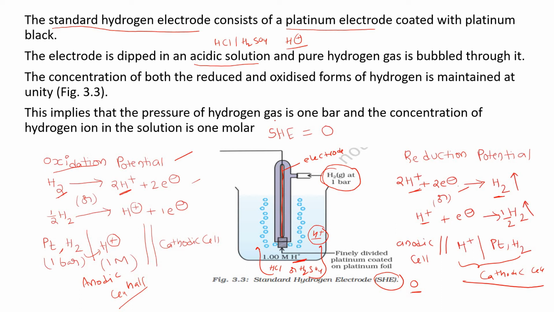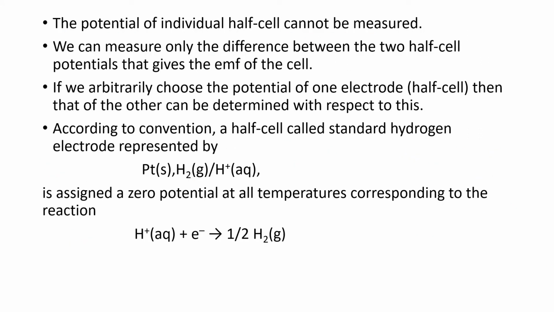So when hydrogen undergoes oxidation, it acts as an anodic half cell, and when it undergoes reduction, it acts as a cathodic half cell. Actually, we cannot calculate single electrode potential directly, experimentally. What is the reduction potential of copper? We can't calculate it directly. What is the reduction potential of zinc? We can't calculate it directly. We need a reference. The standard hydrogen electrode is taken as the reference for this.